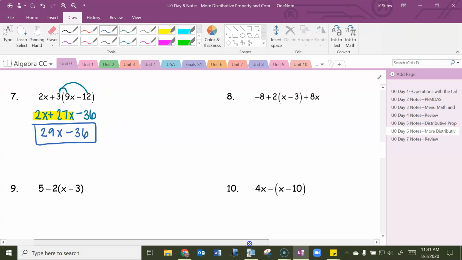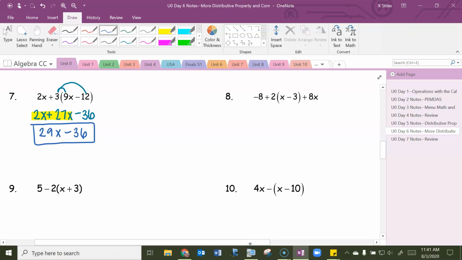Okay, let's try it again. Find the parentheses. Okay. Find the number directly attached to the parentheses. That's the 2. That's what you are distributing. 2 times x is 2x. 2 times negative 3 is negative 6. And then you're just going to bring everything else down. Negative 8 plus 8x.